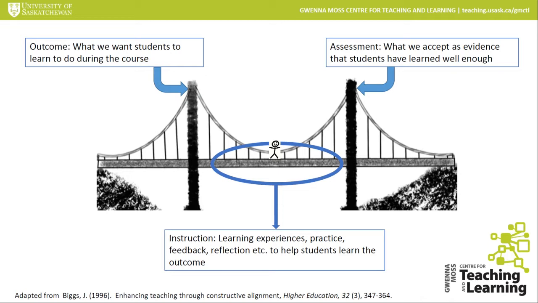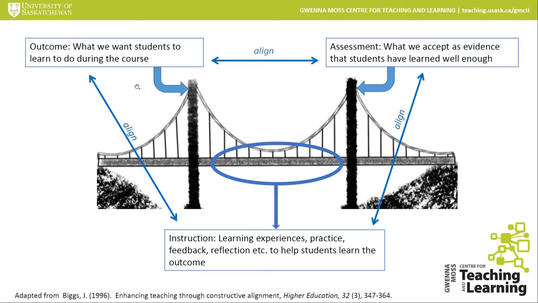In short, constructive alignment is a design process of starting with the outcomes, what we want students to learn to do during the course, determining what we will accept as evidence that students have learned well enough, and then purposefully planning instruction and learning experiences that facilitate the learning required for students to walk across the bridge of our course. And all of these elements are aligned with each other.